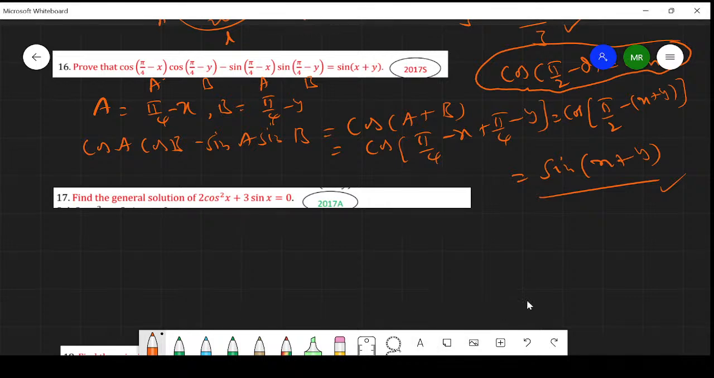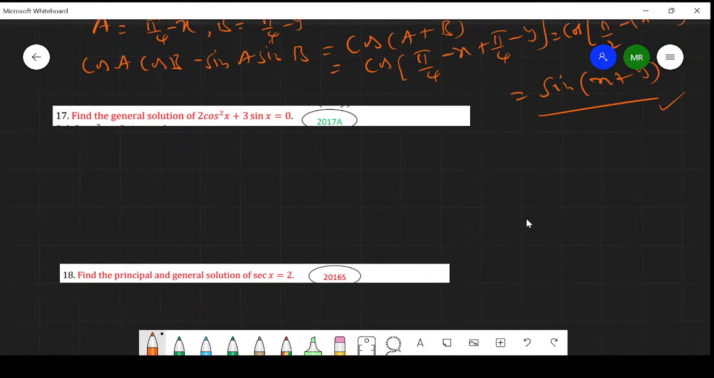Find the general solution of 2 cos square x plus 3 sin x equal to 0. When they are asking for the general solution, quickly I will complete this problem. You should convert the equation in terms of a single trigonometric function. This is a combination of cos square and sine, but it is easy to convert cos square x in terms of sine. I can write 2 into 1 minus sine square x plus 3 sin x equal to 0.